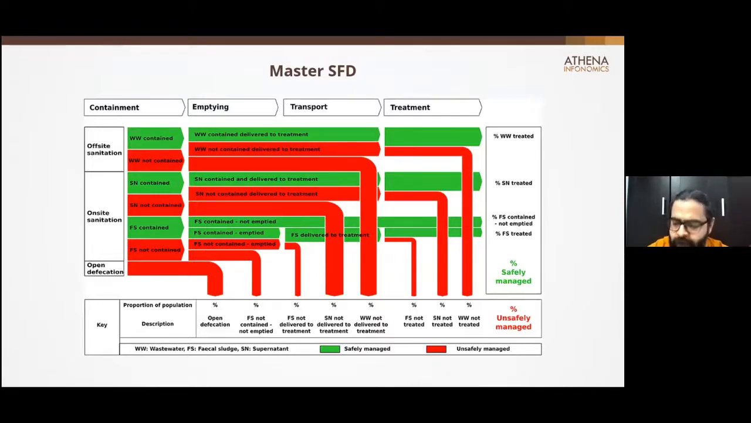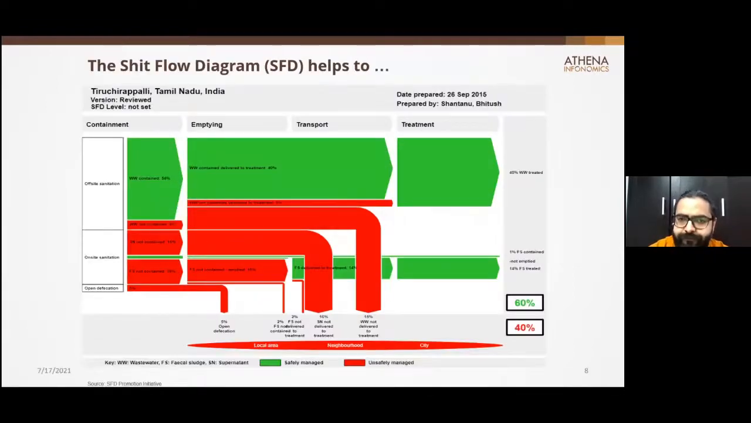Chanchal also had already shared that it helps in advocacy. So this is an example of an SFD from Tiruchirappalli. This was done way back in 2015. I'm sure the situation has improved, but this was one of the good towns back in 2015.